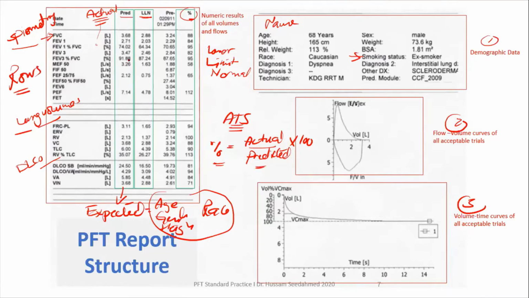For the columns, it contains a column for the actual. That is the actual values that are measured in the patient. Then it should contain the predicted. We said the predicted is the expected value according to the age, gender, race, and height of the subject. Meaning a person of a certain age and gender, according to his height and race or ethnicity, his FVC or FEV1 is expected to be like this.